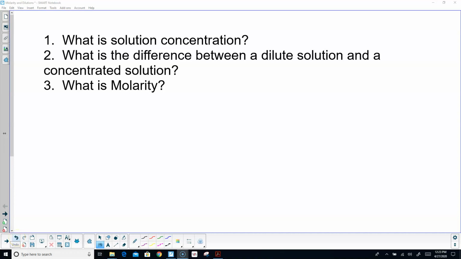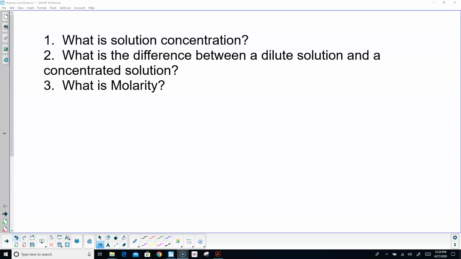All right, today's lesson is going to be about solution concentration, and specifically a unit called molarity. So the first thing: what is solution concentration? Basically, it's a relative measure of the amount of dissolved solute compared to the amount of solvent that's present. Let me give you a couple of examples for this second part, where it asks what's the difference between dilute and concentrated.